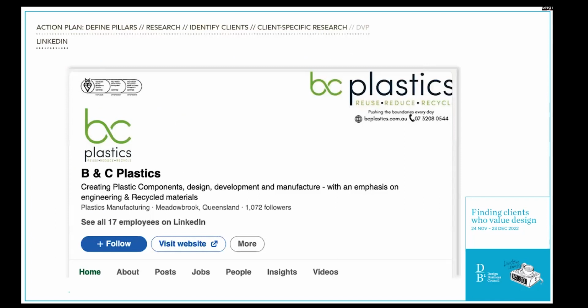So we jump in and we take a look at their LinkedIn profile. And this is where we really start to notice what's going on. Just this basic description, creating plastic components, and then they put design, development, and manufacture. So if they're designing products that they then manufacture, they've got an appreciation of design. They understand the value they can add to the product through design. So there's a whole lot of stuff you don't have to convince them of.